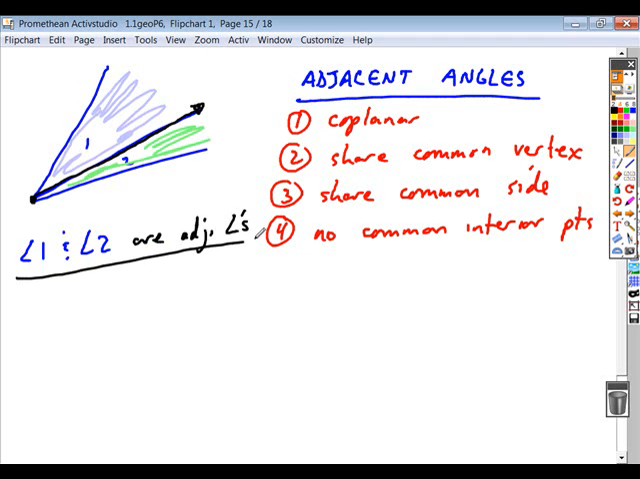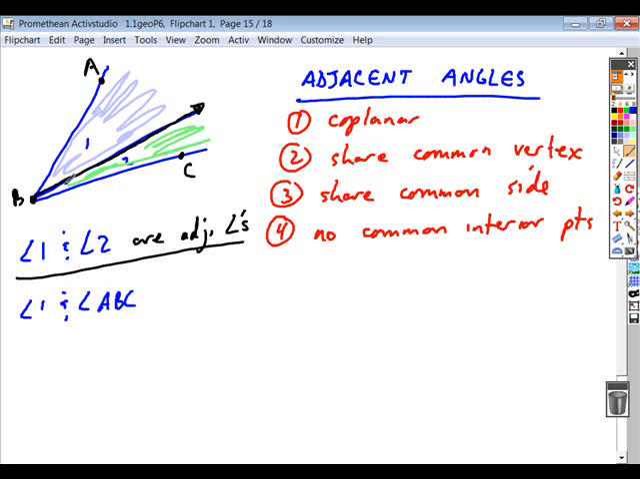Let's look at some cases of angles that do not meet all four of these criteria. We'll take all three cases of angles that meet 3 of the 4 but miss 1, so they're not considered adjacent angles. Let's say that you're missing condition number 4. I'll relabel these points A, B, and C here. And if I ask you to identify whether angle 1 and angle ABC are adjacent angles.